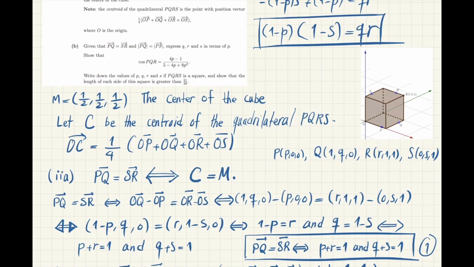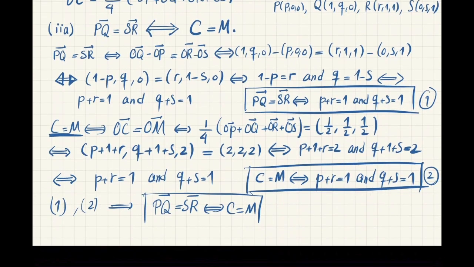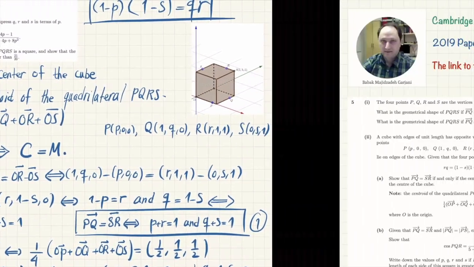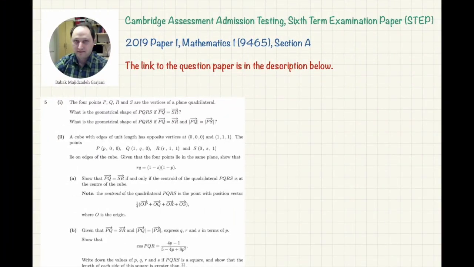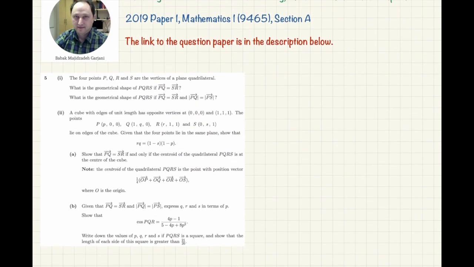Now let us go back. I don't know how much space I am left, so it's better to go to the next page. Here, let us read this one again. So, given that PQ is equal to SR, remember, PQ equals to SR is exactly the same thing as before. And on top of that, we have PQ equal to PS. Yes? We are supposed to express Q, R, and S in terms of P.